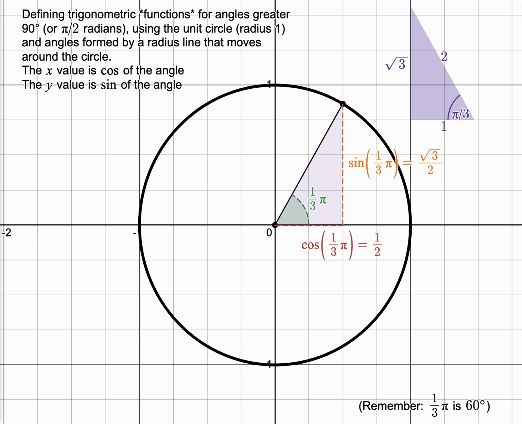So there we go. That's just a bit of a demo of how those values come about for sine and cosine outside of the first quadrant, using our special or standard triangles that we use for trigonometric ratios.